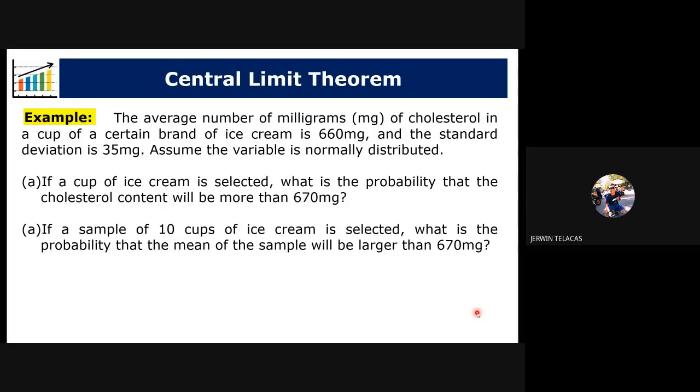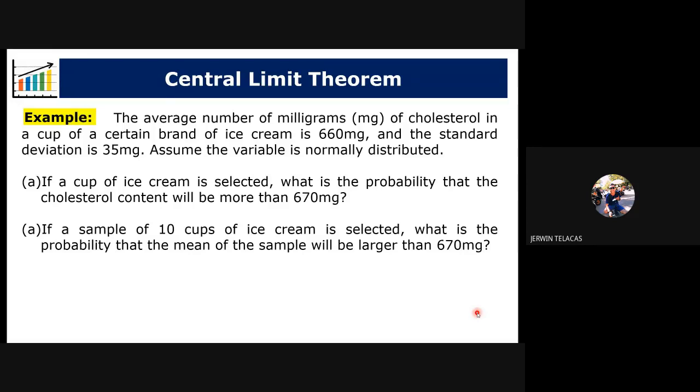Okay? So what is the probability? So, for example, that ice cream, right? There's a certain brand of ice cream. It says there that its mean or the average milligrams of cholesterol is 660 milligrams. Now, what is the possibility? What is the chance, the probability, that when you try to get a cup of ice cream from that population, or let's say those products, that ice cream, you take one, what is the probability that you will get a cup of ice cream that is more than 670 milligrams? So that is the question letter A, or the first question.